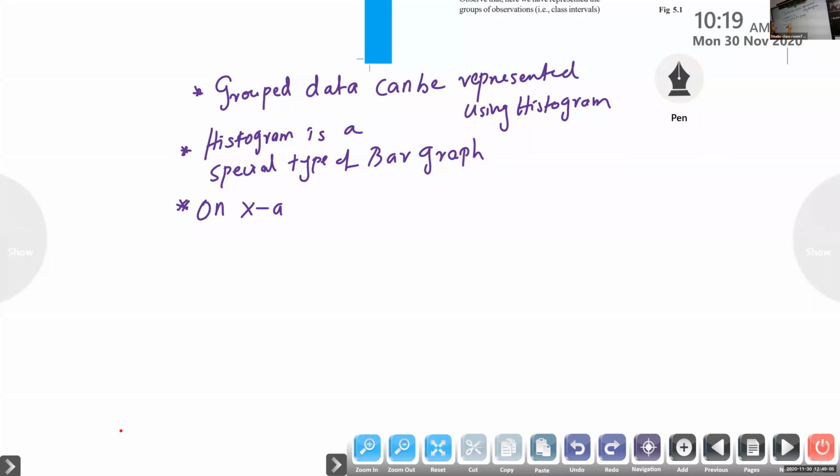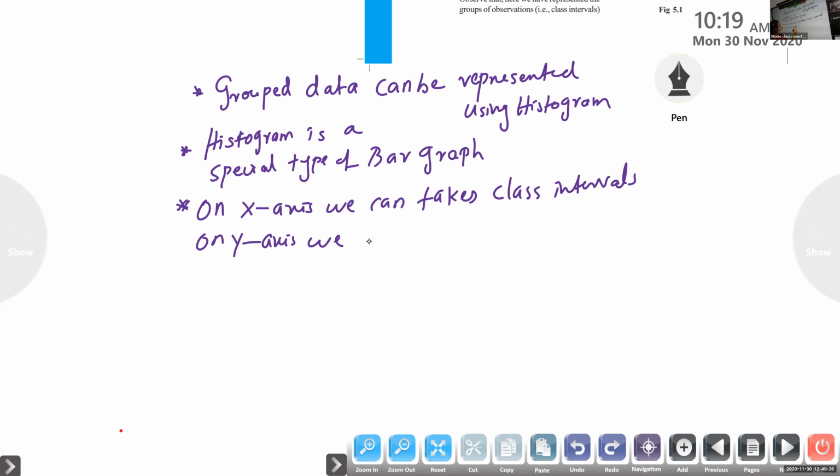On x-axis, we can take class intervals. And on y-axis, we will take the frequencies.